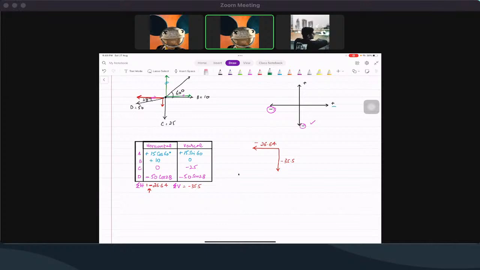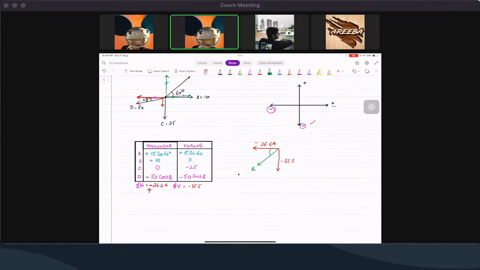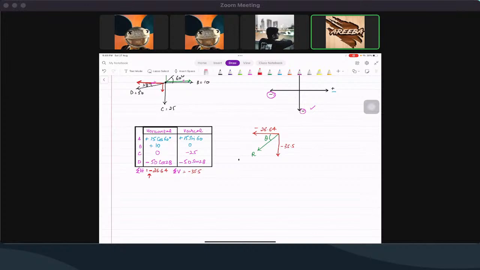Then, which means we got to find this resultant and this angle. So what we're going to do is we're going to take the Pythagoras theorem. So for Pythagoras theorem, we're going to use 26.64 whole square plus 35.5 whole square, and under root. So this is going to give us a value of 44. Is it clear?